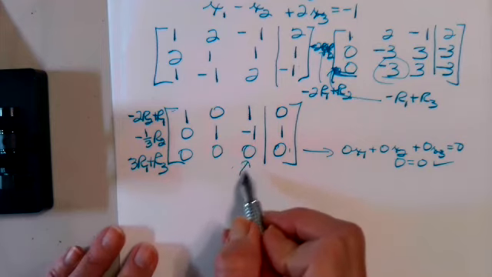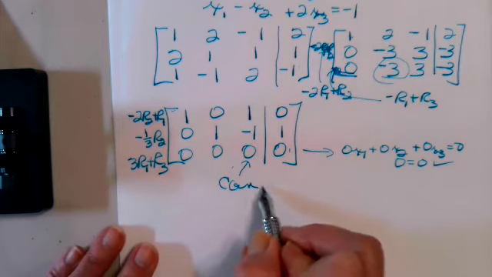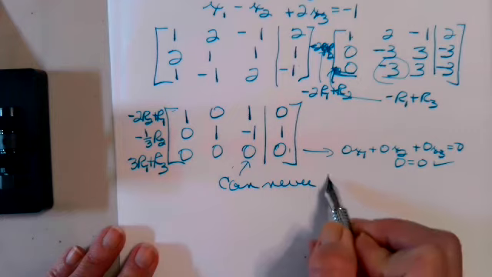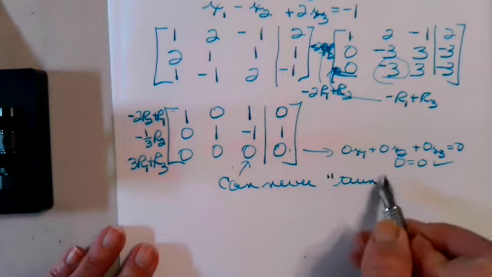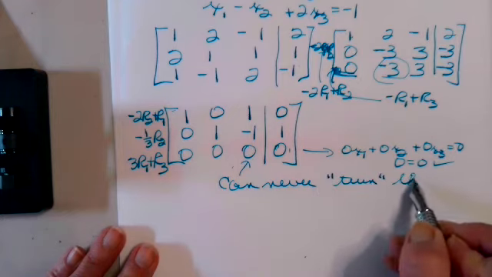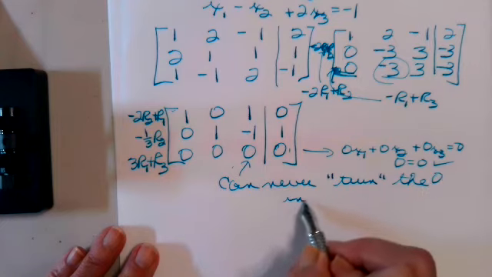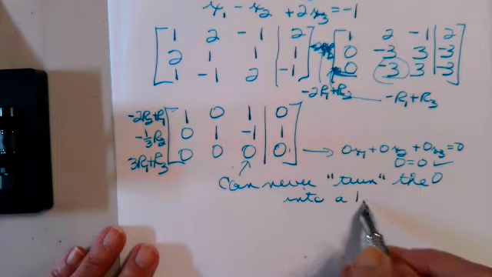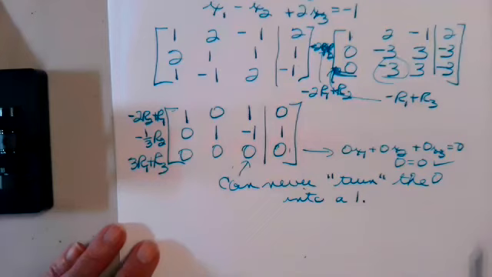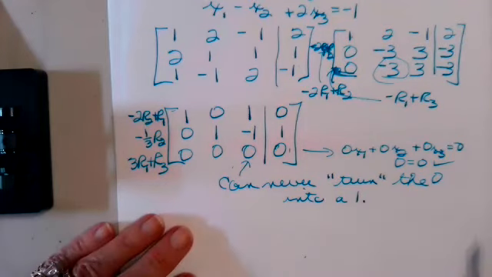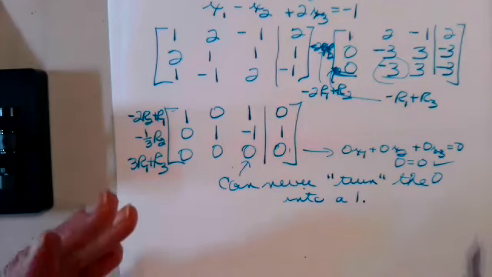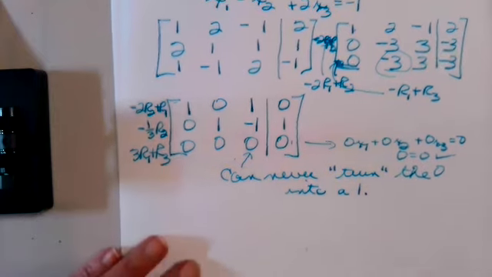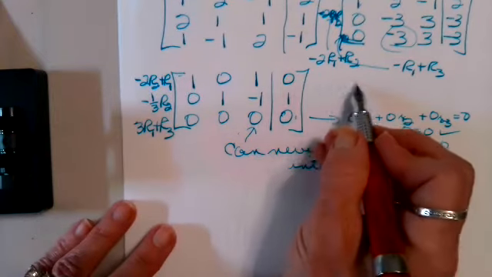But you can never, we just say, turn the 0 into a 1. You can't multiply by anything to get the 1 in the right place there. So then the question is, so what do you do? Then you just translate back.